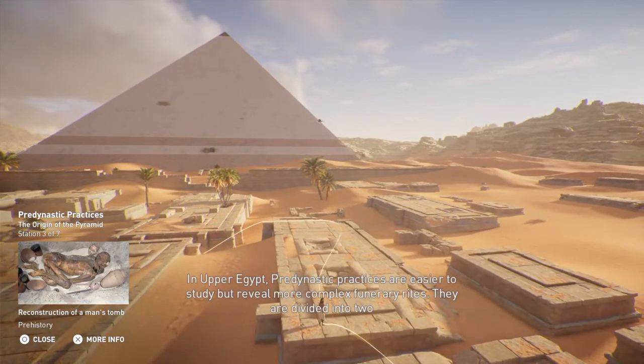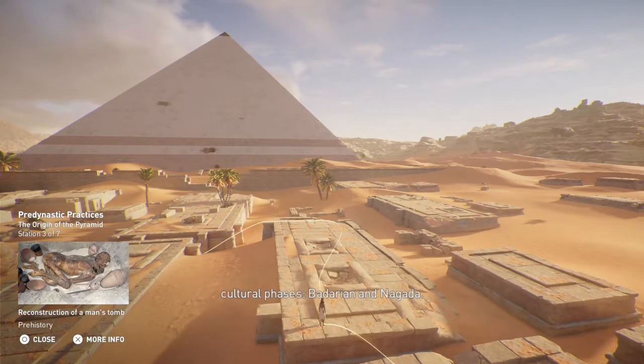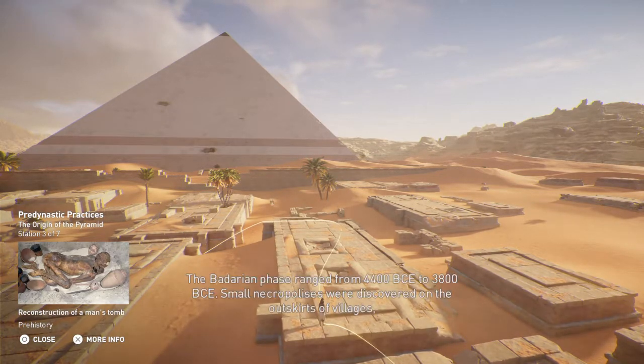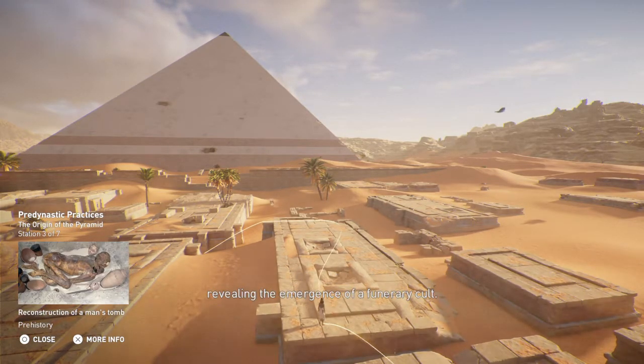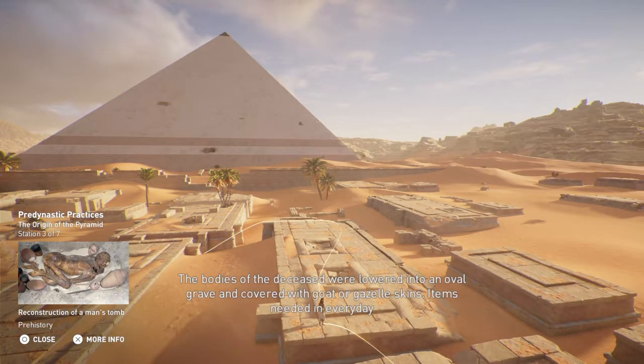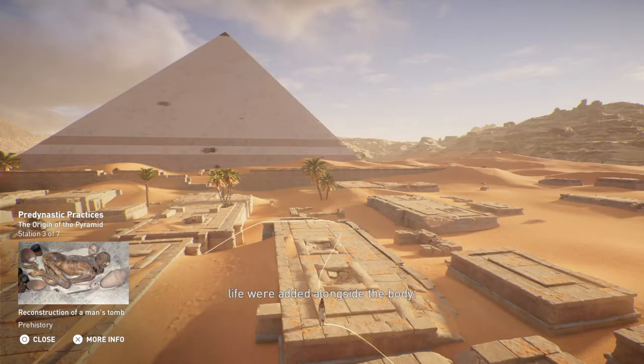In Upper Egypt, pre-dynastic practices are easier to study, but reveal more complex funerary rites. They are divided into two cultural phases, Badarian and Naqada. The Badarian phase ranged from 4400 BCE to 3800 BCE. Small necropolises were discovered on the outskirts of villages, revealing the emergence of a funerary cult. The bodies of the deceased were lowered into an oval grave and covered with goat or gazelle skins. Items needed in everyday life were added alongside the body.